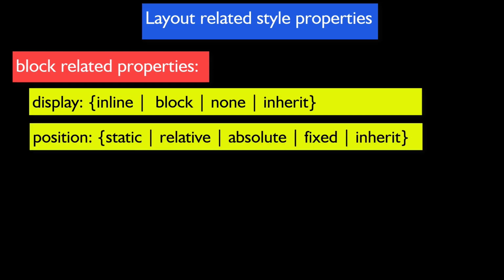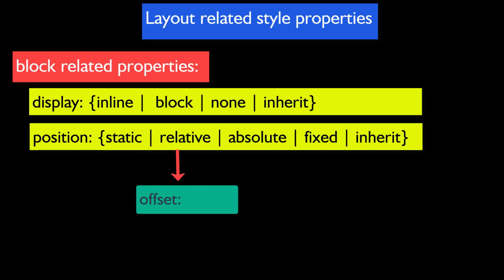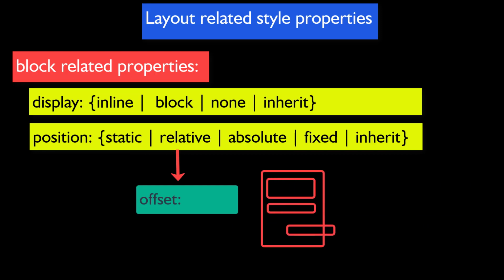Position, where do you want the block? What kind of positioning should you use? And the choices are static, relative, absolute, fixed, and inherit. A static box is the normal flow of layout, and we'll look at that shortly. A relative box is offset relative to what would be its normal flow position. Some or all of top, right, bottom, or left indicate the relative amount.